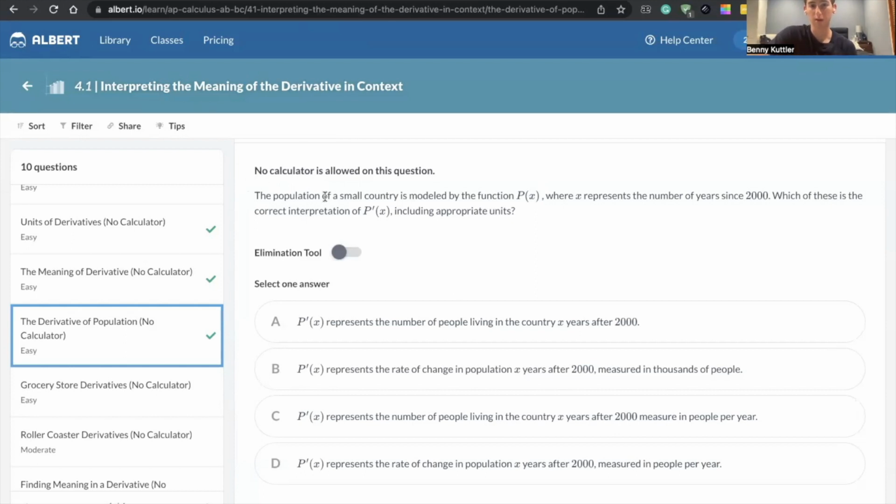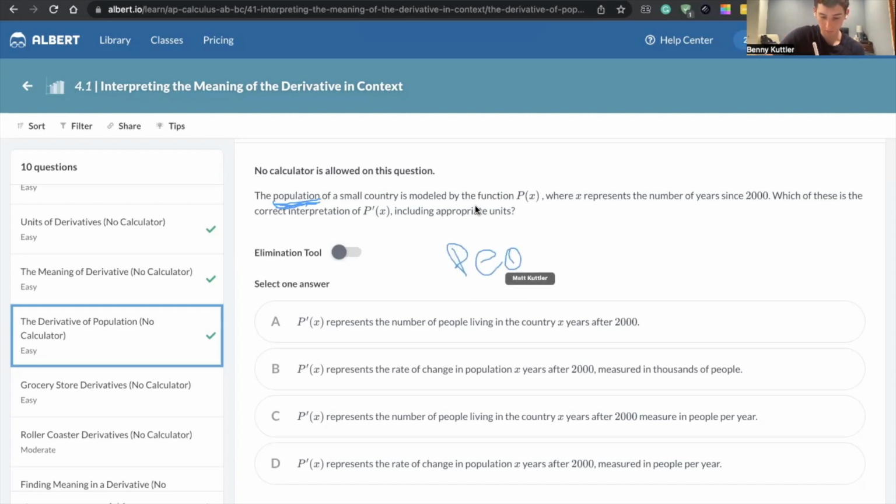So here it's asking, the population of a small country is modeled by the function p of x, where x represents the number of years since 2000. Which of these is the correct interpretation of p prime of x, the derivative of p of x, including appropriate units? So as a general rule of thumb, whenever we're talking about the units of derivatives, it's always going to be based on the unit of the original function. So this is talking about population, which is going to be measured in people.